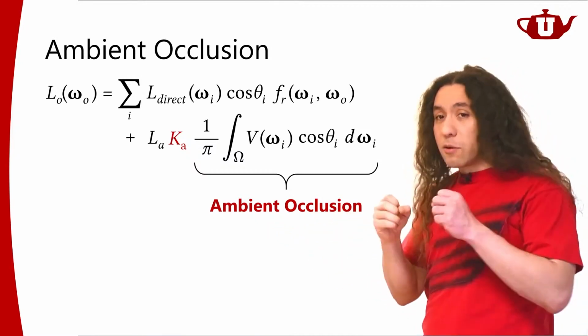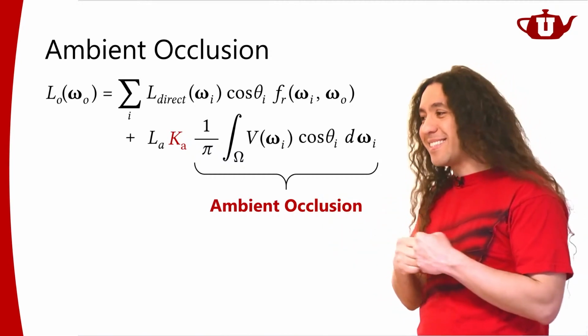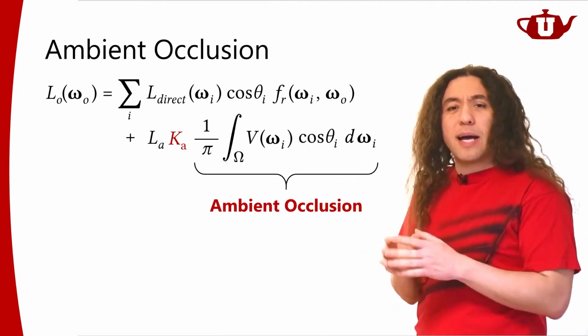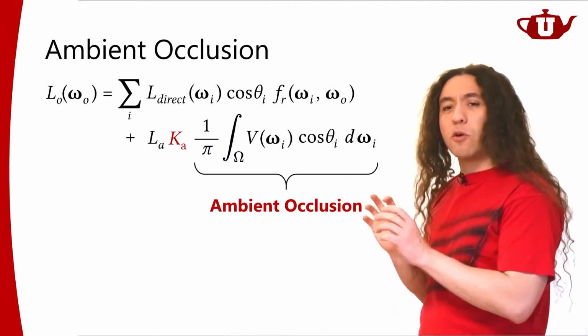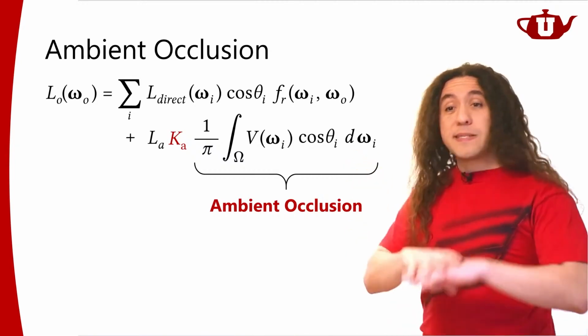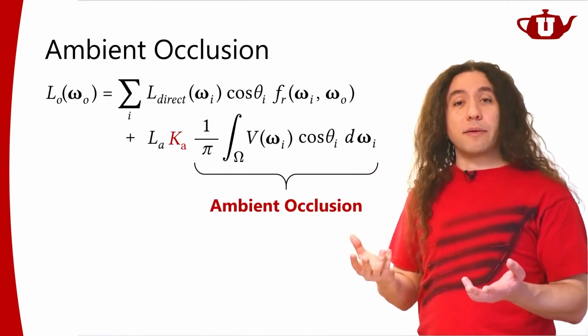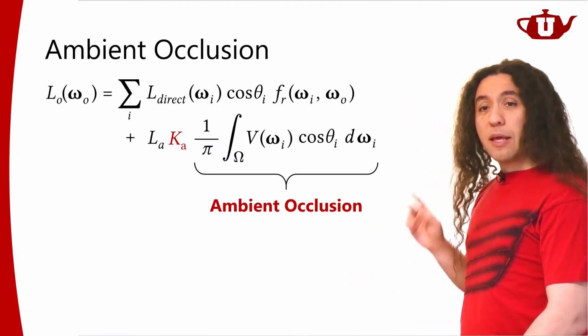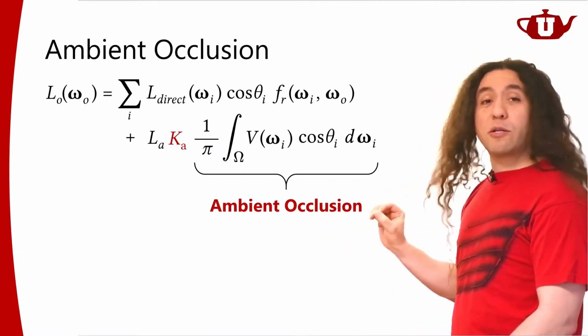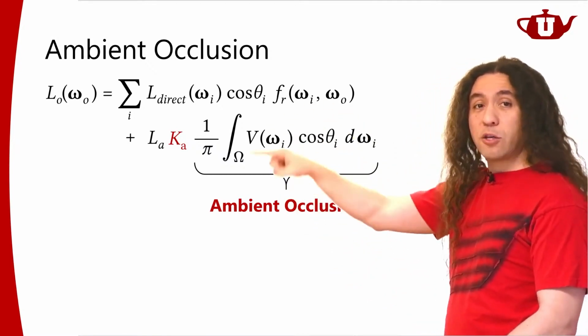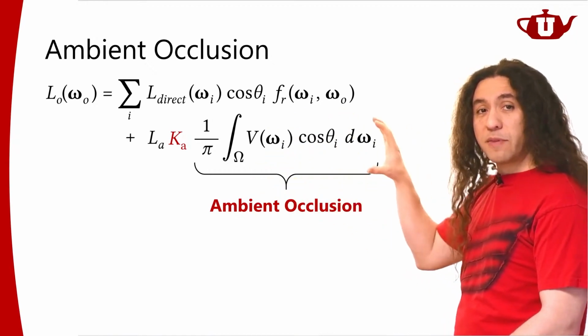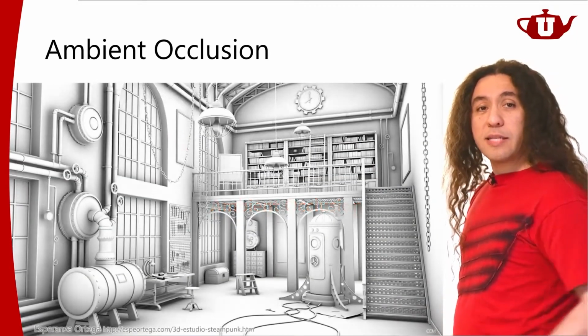So if a point is sort of occluded, it's not really visible to ambient light, it's in the crevices of things, it's going to be closer to 0. If it's out in the open, it's going to be 1. Example, here's just the ambient occlusion component, just the value of this integral shown in a scene.